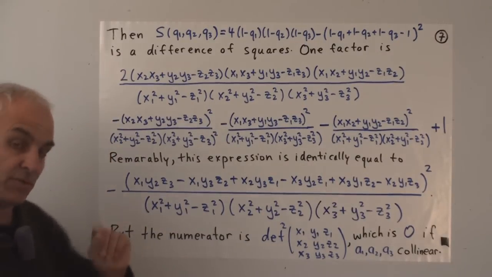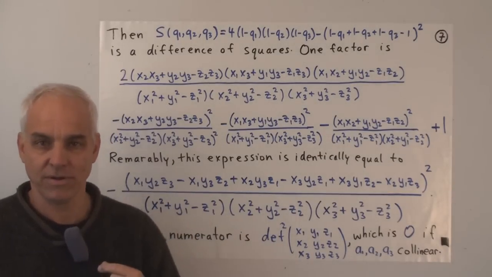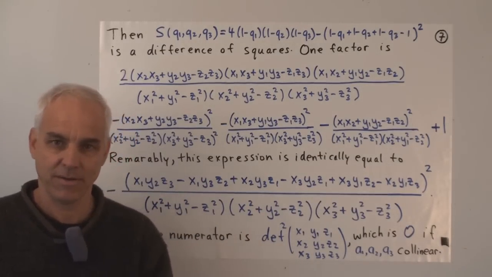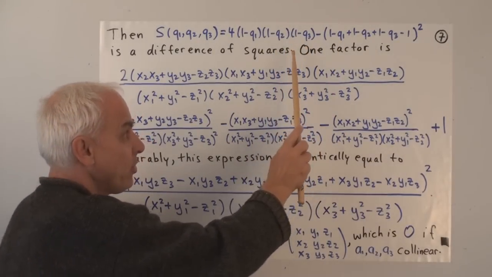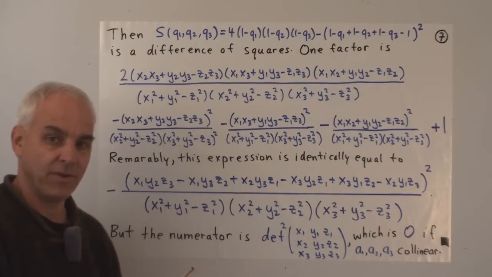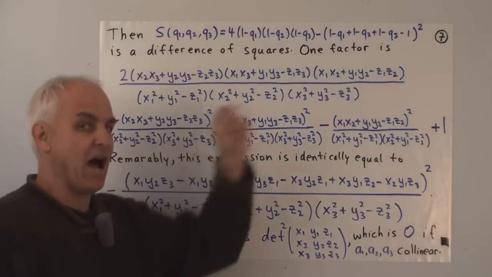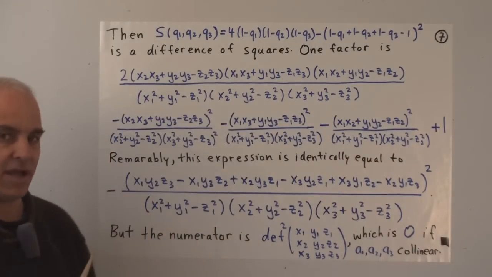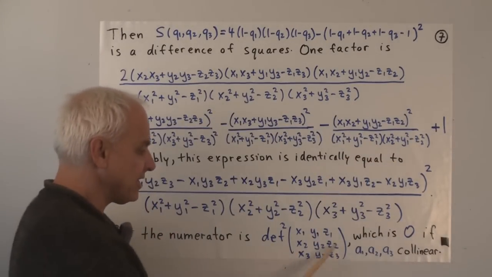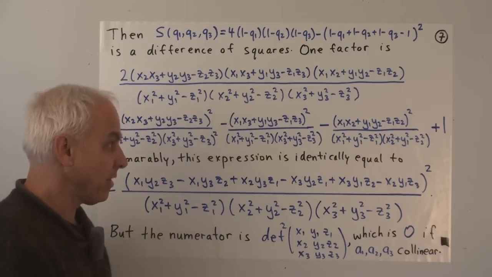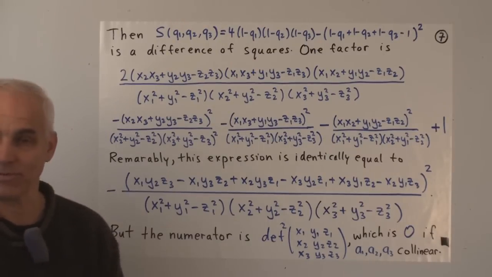Let me observe, just as we did for Pythagoras' theorem, that the converse does not obviously hold, for exactly the same reason. If we know that this expression is 0, then we can conclude that one of the two factors is 0. But it might not be this one. It might be the other factor which we haven't written down. So we cannot immediately conclude that this determinant is 0 from knowing that this S of Q1, Q2, Q3 is 0.